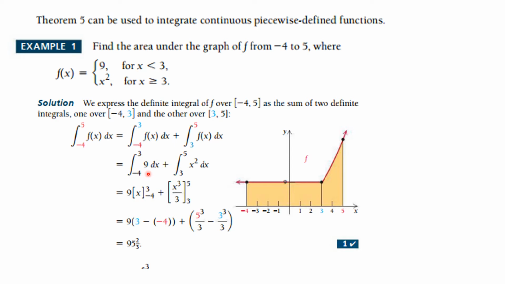So here, what you're doing is integrating 9, and that's 9x to the 0, so that is going to be 9x to the 1, and we evaluate x at 3 minus, because of the fundamental theorem of calculus, evaluating it at minus 4. Similarly, here we add 1 to the exponent, x cubed, and divide by the new exponent. So this is x cubed over 3. We evaluate this at 5 and then subtract off the value at 3. Here's the arithmetic. Again, you have to be careful minding your signs, but we get an answer of 95 and 2/3.